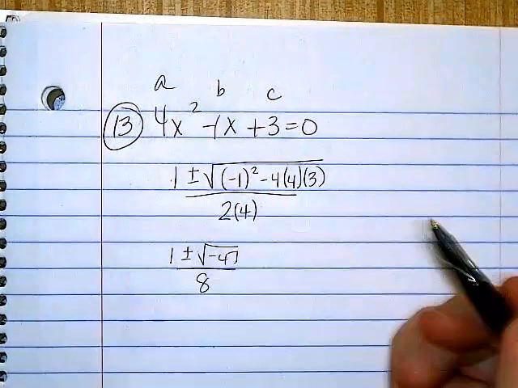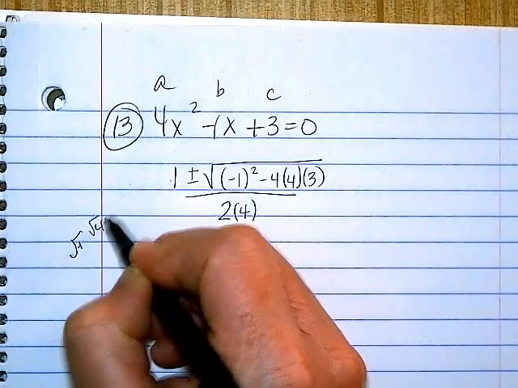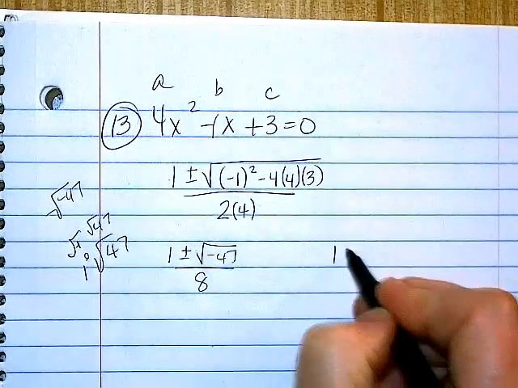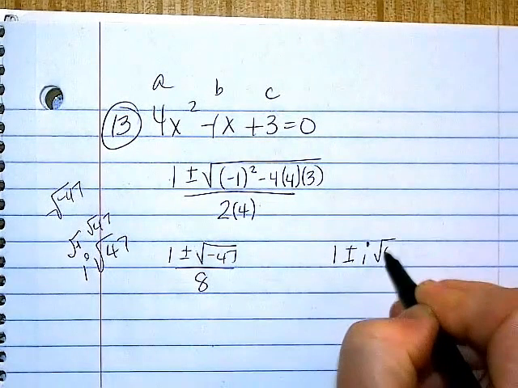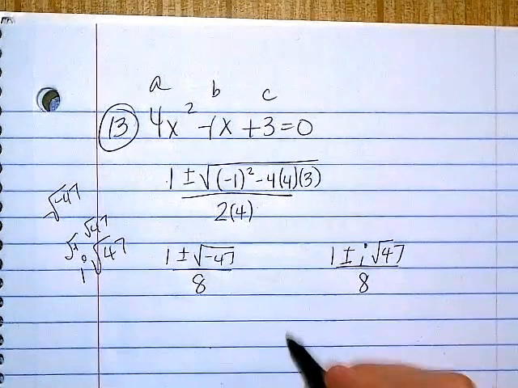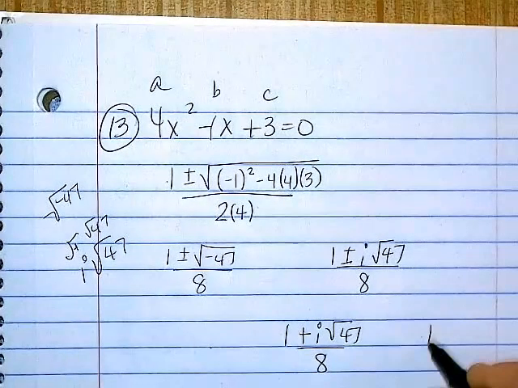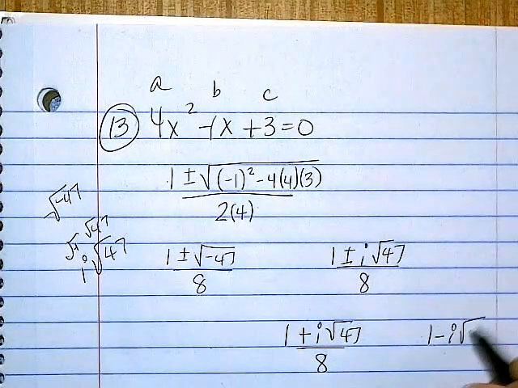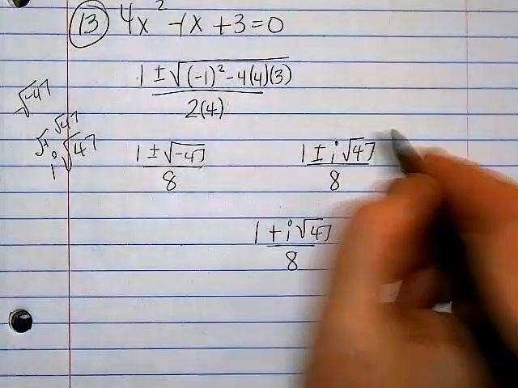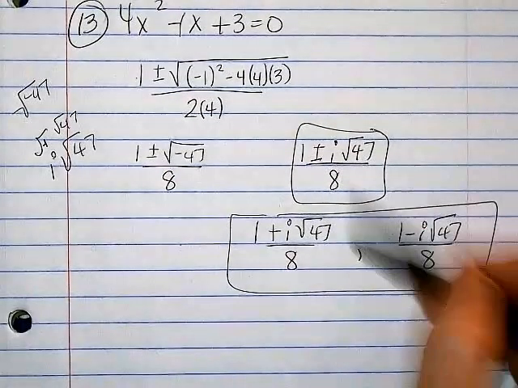Well, you take negative 47. The only thing you can do is break it into negative 1 and 47, which is i square roots of 47. So this is 1 plus or minus i square roots of 47 over 8. I have seen this broken into 1 plus i square roots of 47 over 8, 1 minus i square roots of 47 over 8. And this is one way to turn in your answer. This is a second way to represent the same thing.